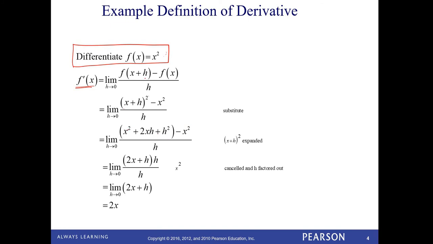We can cancel the x squareds and factor out an h. These will cancel. We now have the limit as h approaches 0 of 2x plus h, which is 2x. So the derivative, f prime of x, for x squared is 2x. We have just found an equation to find the derivative at any point on this function, or in other words, to find the instantaneous rate of change at any point on the function value.